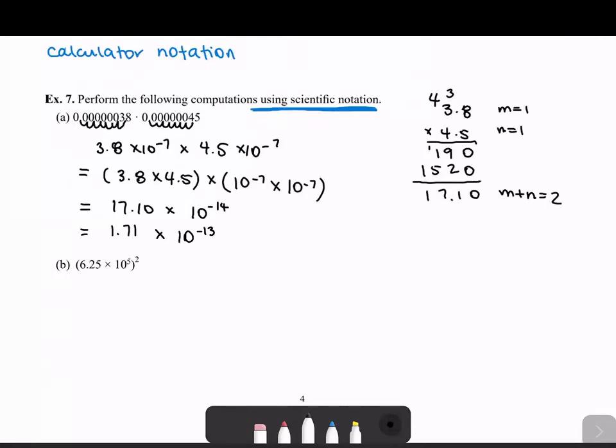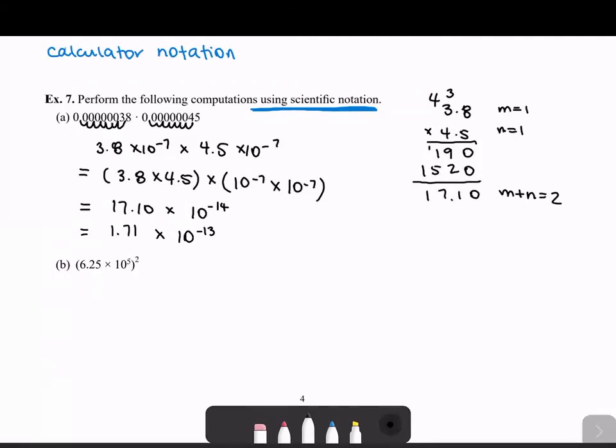Also, you can think about it as if we're looking at 17.10 times 10 to the negative 14, we're moving that decimal 14 places to the left. Well, in order to rewrite this, we already moved it one to the left. So we need to move it one less to the left. That's why we decrease from 14 to 13. Okay, so that's how we do this one.